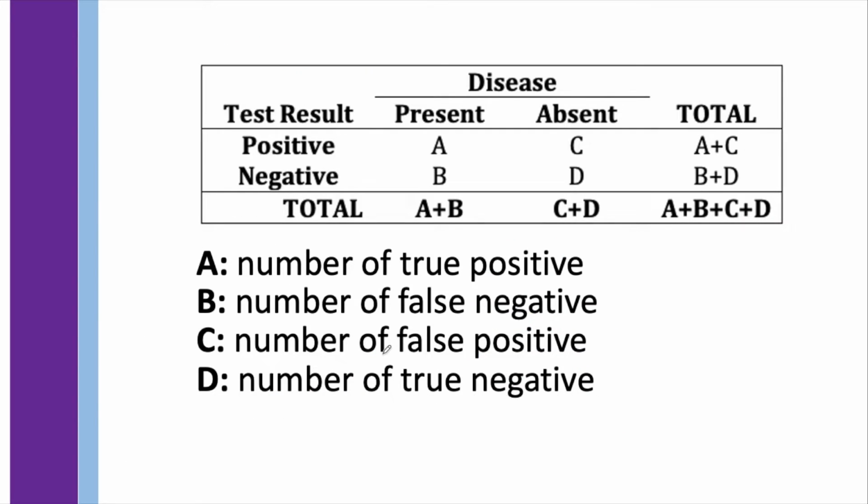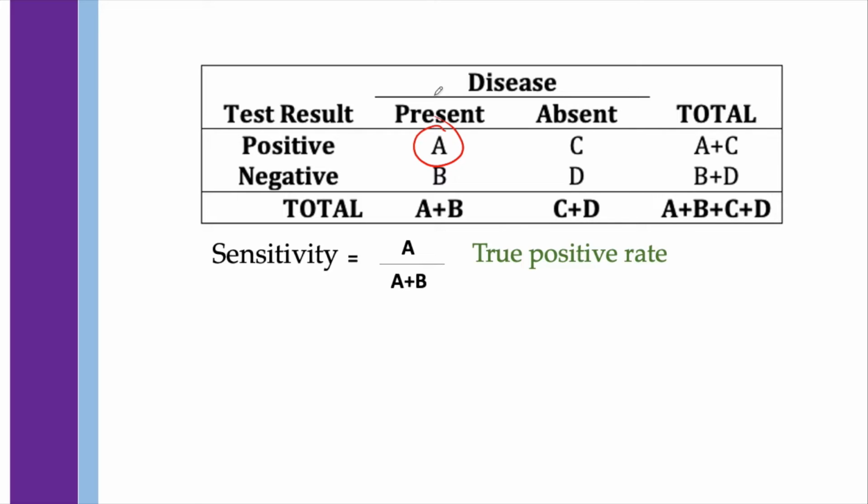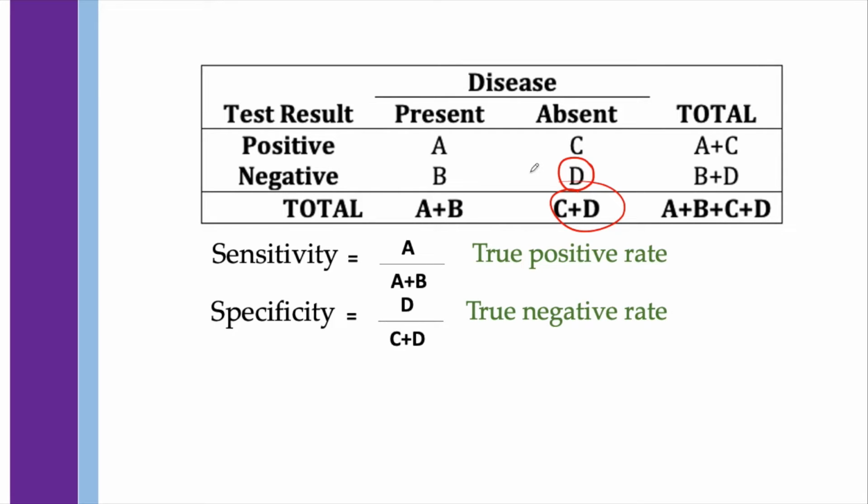Now, keep in mind here that A is the number of true positives, B is the number of false negatives, C is the number of false positives, and D is the number of true negatives. So since A is the number of true positives, dividing it by A plus B, we have the true positive rate. On the other hand, since D is the number of true negatives, dividing it by this total will give us the true negative rate, which is the specificity.